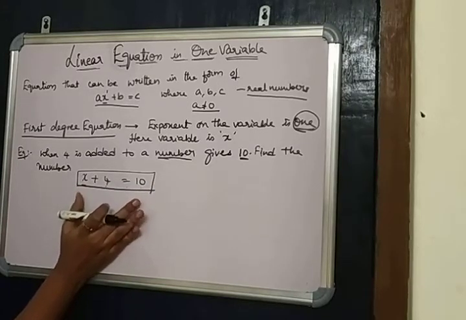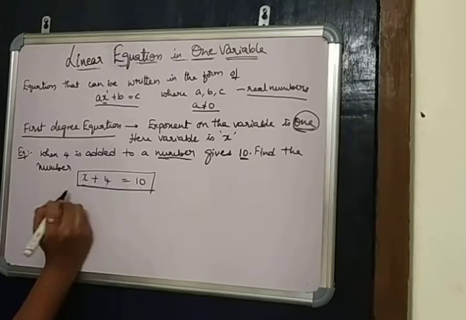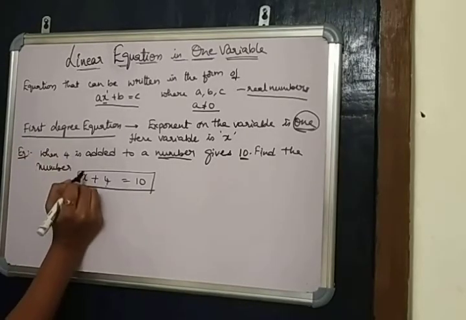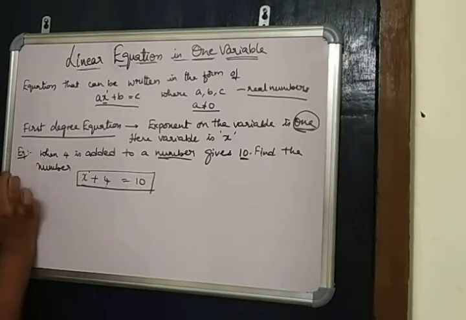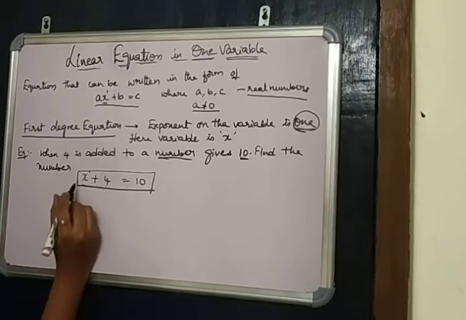If a problem can be written in the form of a simple equation, such equations are called linear equations in one variable. Here the variable is x, and the exponent on the variable is 1, so we call it a first degree equation. Okay, let us solve this problem.